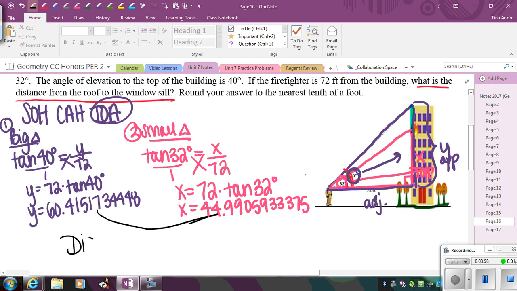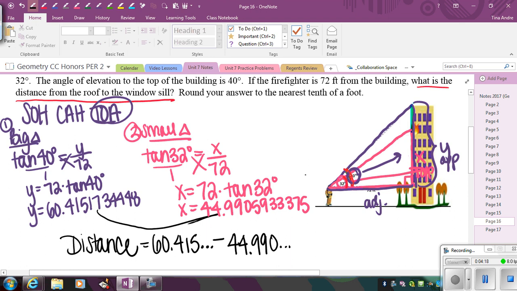And then to get my final answer, or that distance that we're looking for, I'm going to take both of these numbers. So the distance that we're looking for is the distance between the roof and the windowsill. I'm going to take the 60.415, or this tan value. I'm going to put dot, dot, dot, showing that I really mean this entire decimal, minus the 44.990, but again, dot, dot, dot, meaning I really mean that entire decimal, and I'm going to subtract them. In my calculator, you either need to retype in this entire decimal, type in the 72 times tan of 40 degrees minus 72 times tan 32 degrees, or arrow up and select these numbers and subtract them. That's probably the easiest way.